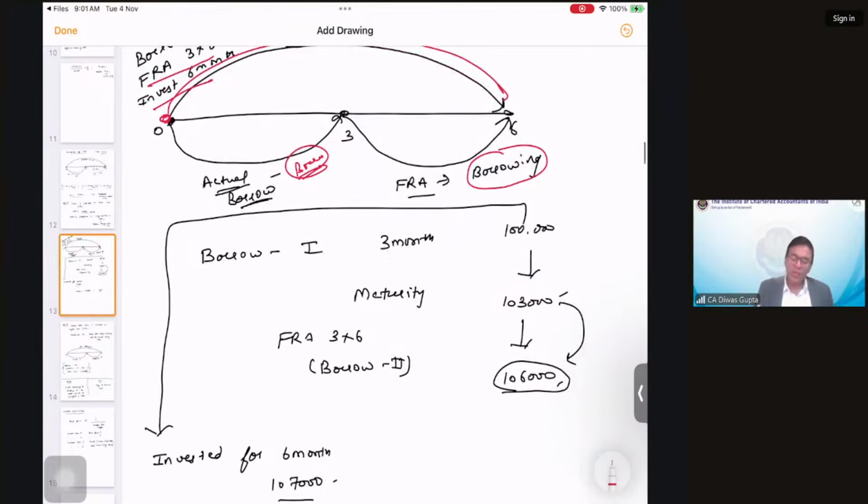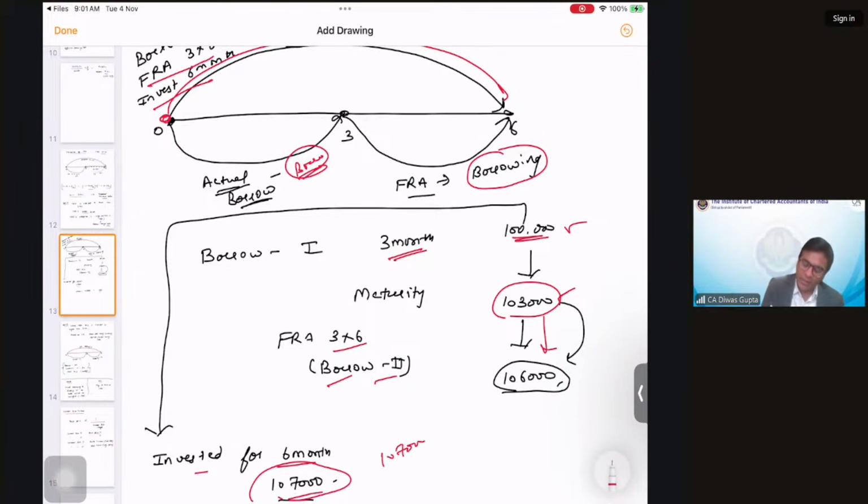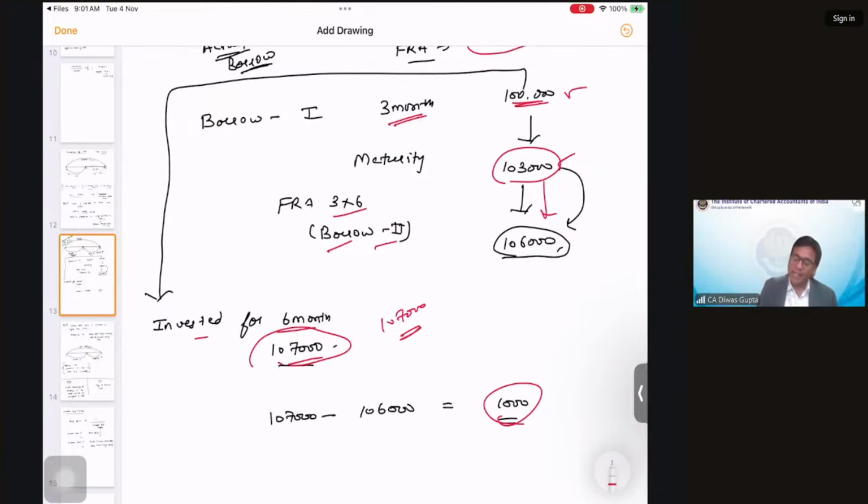So how? Let's say you first borrowed for 3 months 1 lakh rupees. On maturity, let's say it turns out to be 1 lakh 3,000 rupees after 3 months. Then you have entered a 3 by 6 FRA against the borrowing position. So you will again borrow, and through that, let's say it comes out to 1 lakh 6,000. But this 1 lakh you would have invested for 6 months, and you will at the end get 1 lakh 7,000. These are all just hypothetical numbers to explain to you. So net 1,000 you are getting as an arbitrage gain. This is what we are trying to explain.